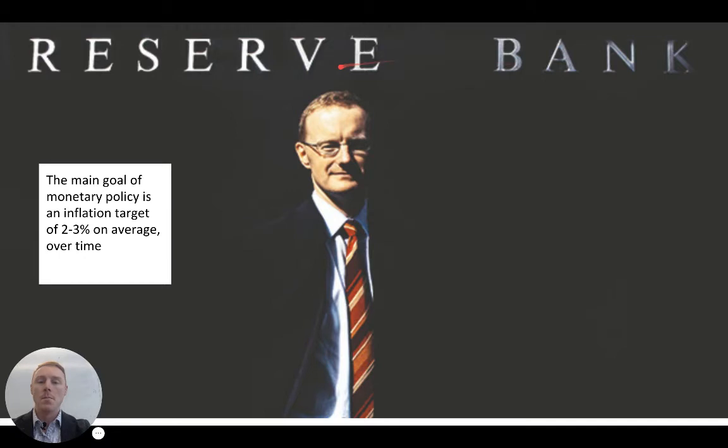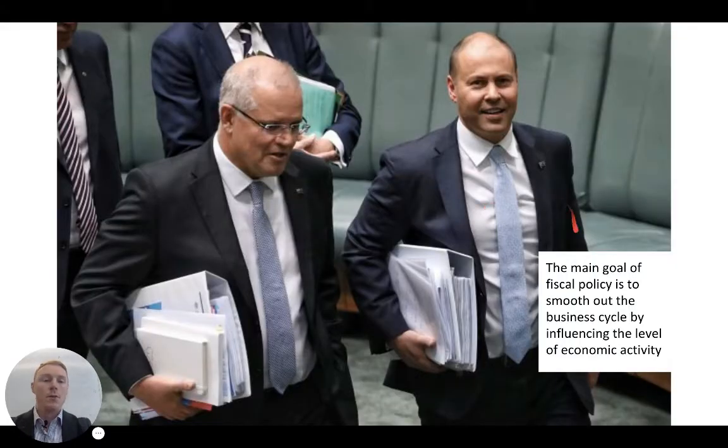For the Reserve Bank, the main goal that you'd be looking to assess and evaluate monetary policy is how well they have kept inflation between 2 to 3% on average over time, being that is their stated goal. For fiscal policy, their main goal is to smooth out the business cycle, and they can do that by influencing the level of economic activity.